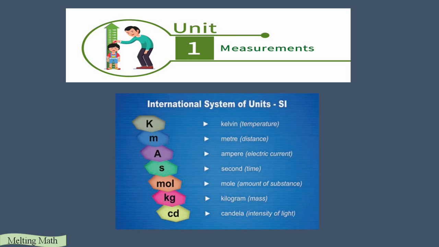Let's see. First, the standard unit of temperature is Kelvin. The standard unit of distance is meter. The standard unit of electric current is ampere. The standard unit of time is second. The standard unit of amount of substance is mole. The standard unit of mass is kilogram. The standard unit of intensity of light is candela.